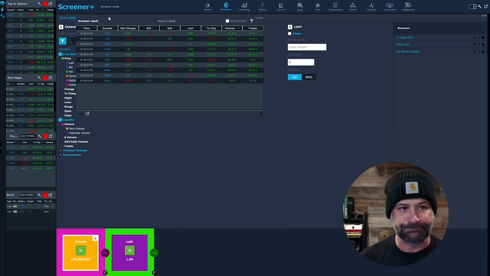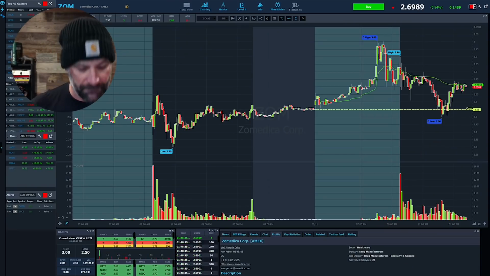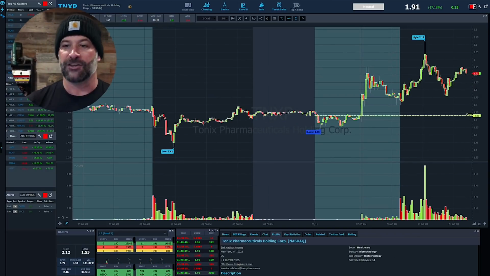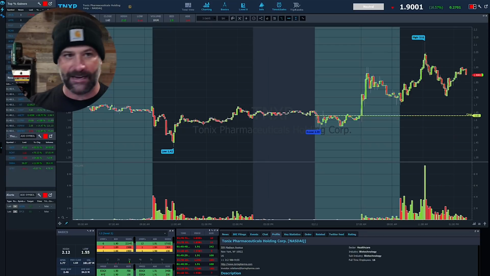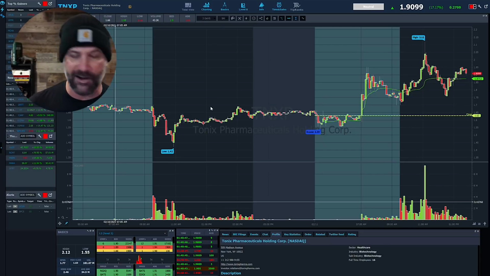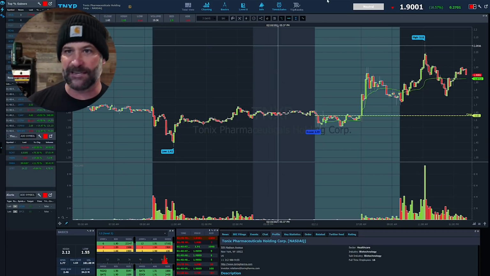And that being said, TNXP, this has been a stock that has been quote unquote in play a lot. You can see it's above VWAP. It's trending into the afternoon. It's a biotech with some news. Traded 100 million shares. This is going to be top of my list.